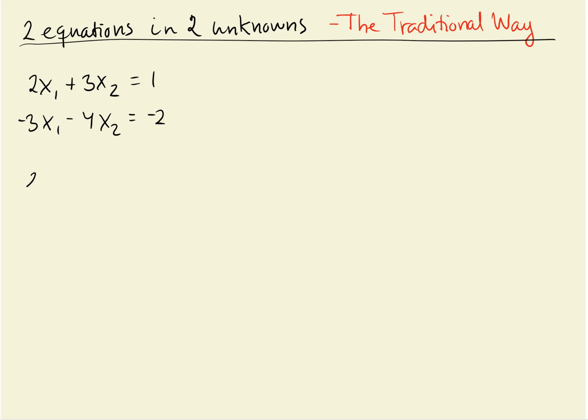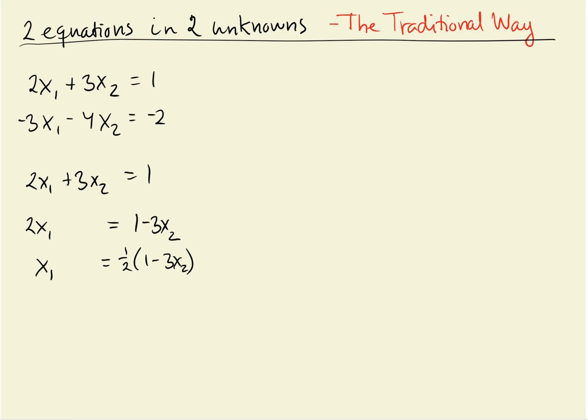So I write the first equation here, and then my objective here is to isolate x1. So first I subtract the 3x2 on both sides, and then I divide by 2, or I multiply by 1/2. So now I have an expression for x1.